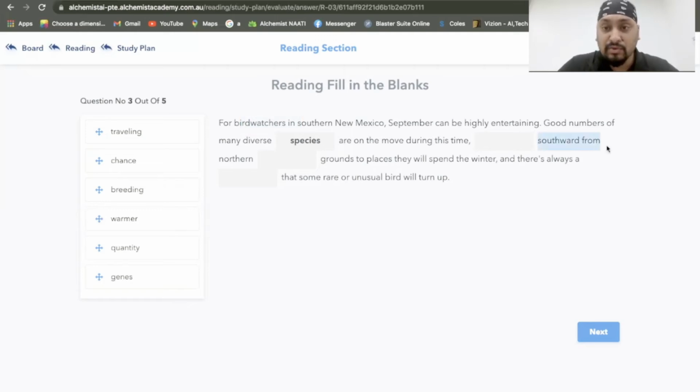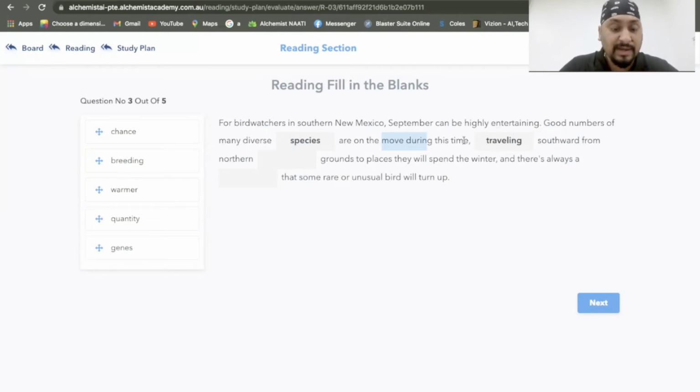Dash southward from northern dash grounds. Okay. What are these birds doing? What are these birds going to do? They are on the move. So what do you mean by move? They would probably be traveling. And also we need a verb in this. This blank is missing a verb. Traveling southward from the northern dash grounds to places they will spend the winter.